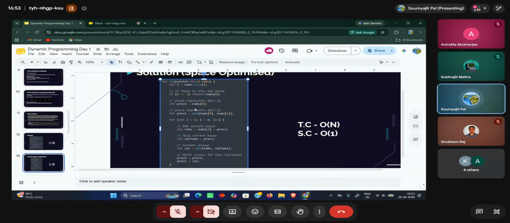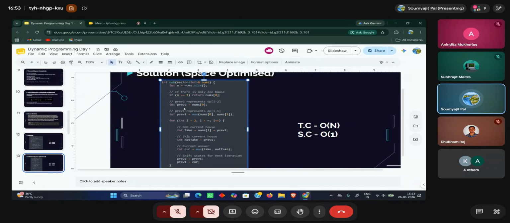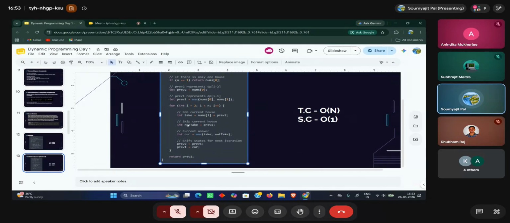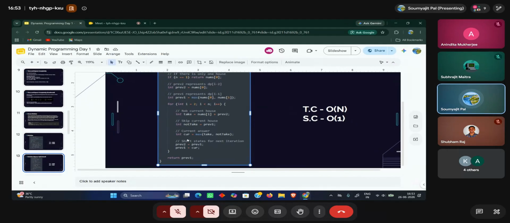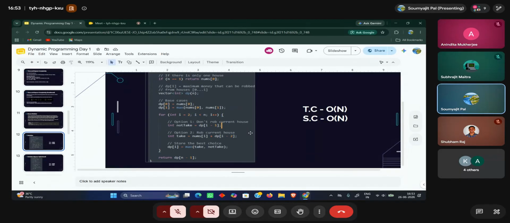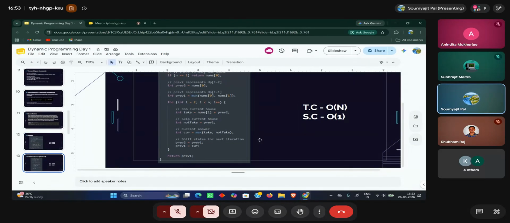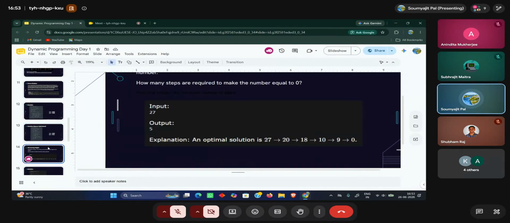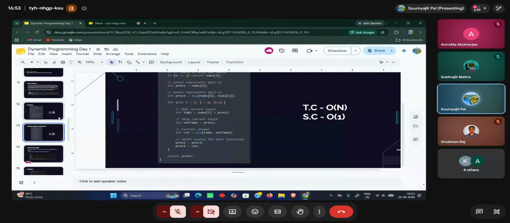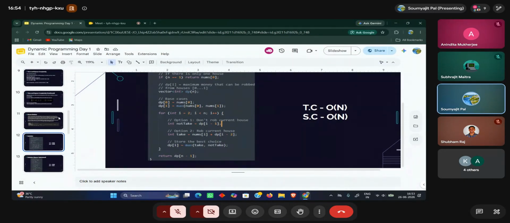So we are taking two pointers, previous two and previous one, and traversing the array, only associating with the previous two and previous one pointers, and then finding the answer. So in the earlier case, our space complexity is O of n, and in this case, our space complexity is order of 1. So in this way, we have found our answer. I hope this is all clear to you.